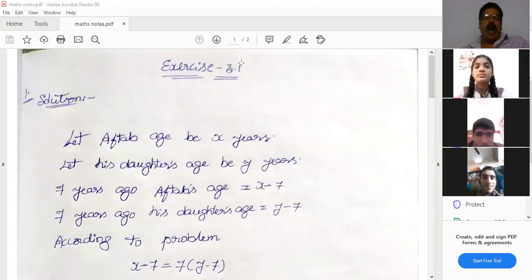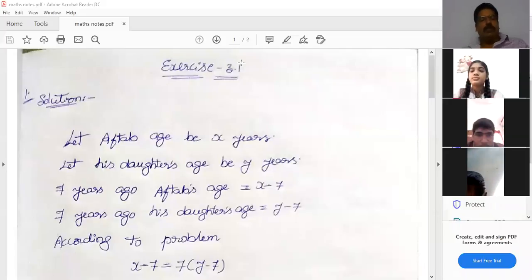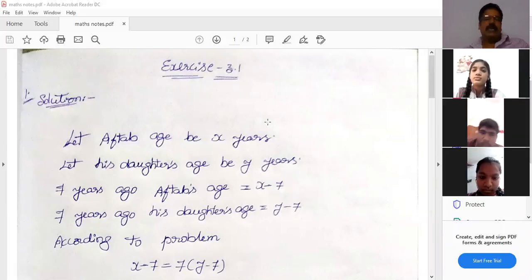So the question is: Aftab tells his daughter that 7 years ago his age was 7 times his daughter's age. We have to suppose the present age of Aftab be X years and his daughter's age be Y years. Let Aftab's present age be X years and his daughter's age be Y years.